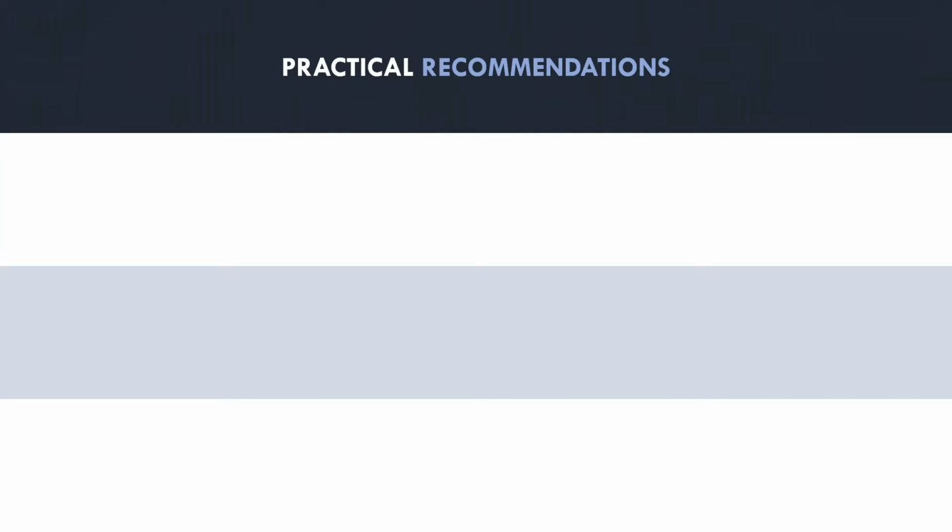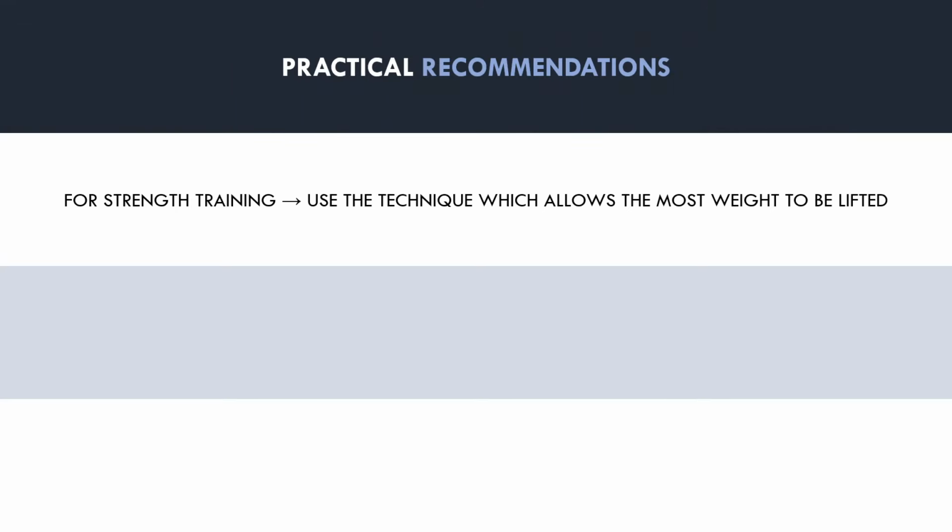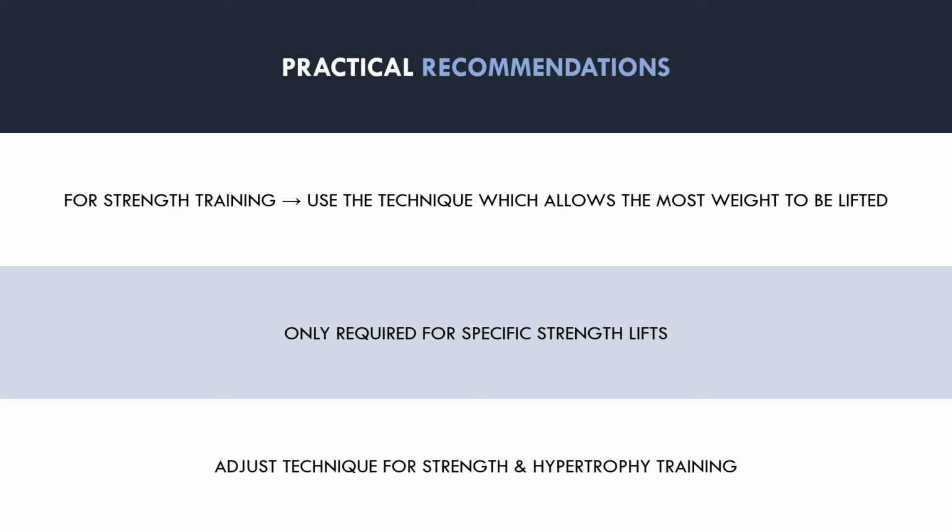If lifters want to improve strength in specific lifts, then trainees should use the technique which allows them to lift the most weight. This doesn't mean that this should be performed for all lifts in a training program, it is only required for the main strength lifts that you want to become stronger at. For example, a lifter may want to perform low bar squats just to parallel depth for strength, and then perform full range of motion, controlled eccentric high bar squats for their hypertrophy work. This will allow them to get the strength benefits of the low bar squats, and then the hypertrophy benefits of the high bar style squats.